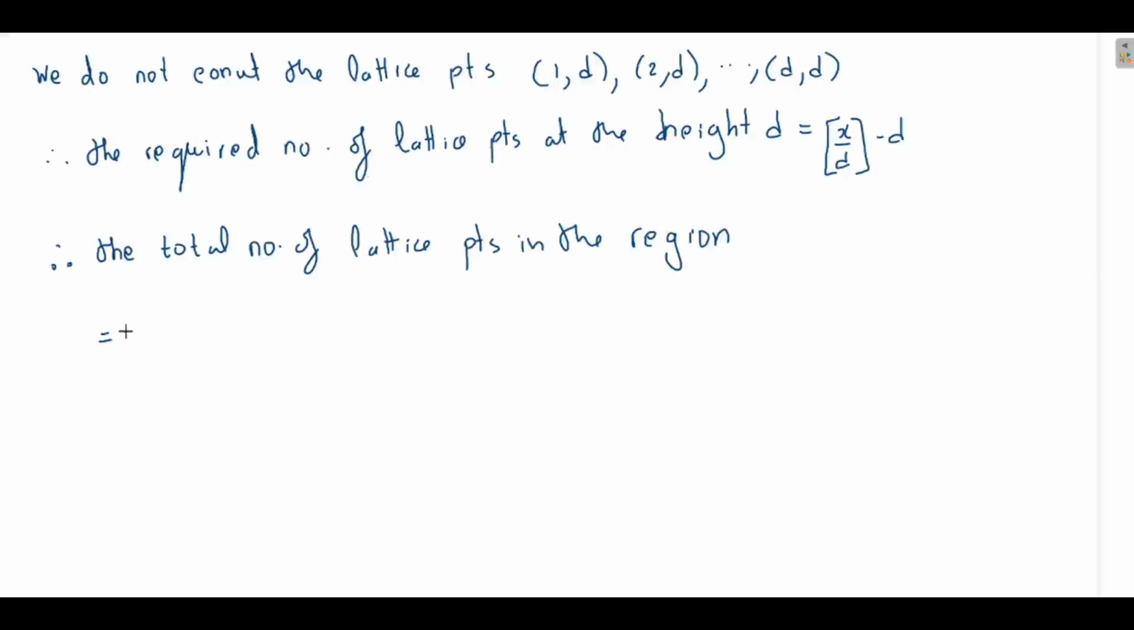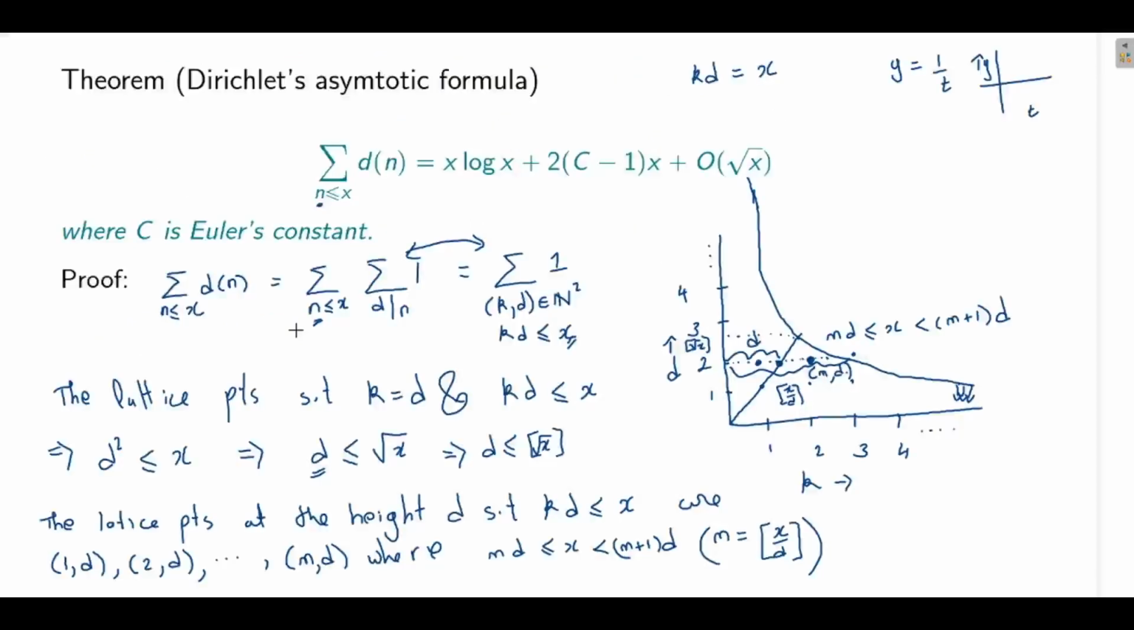will be equal to the greatest integer of x, plus twice the number of lattice points that are only in this particular region. Now we know, given any d, the number of lattice points in this section, that is the greatest integer of x by d minus d. So the total number will be, now you vary your d from 1 to the greatest integer of square root of x, and you take the sum. So that's what it will be, right?